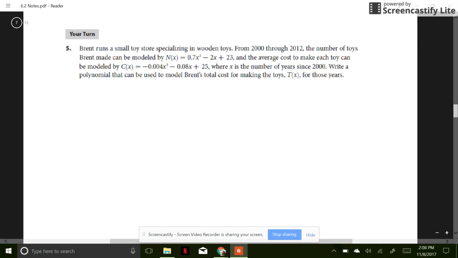We can use these with word problems as well. So we're making toys. The number of toys is modeled by our function n. The cost to make each toy is modeled by function c. So the total cost, we'd have to take a product of the number of toys times the cost of each toy. So we're essentially, again, multiplying our two equations. So 0.7x squared minus 2x plus 23 times negative 0.04x squared minus 0.08x plus 25.